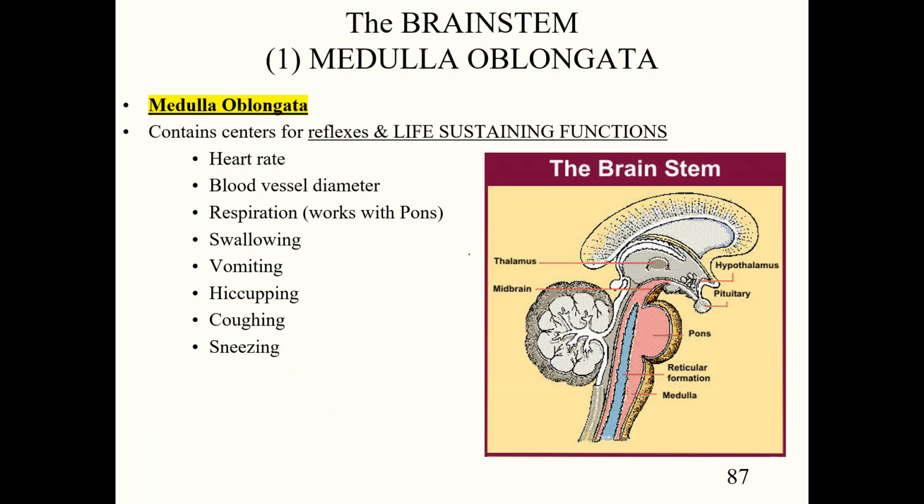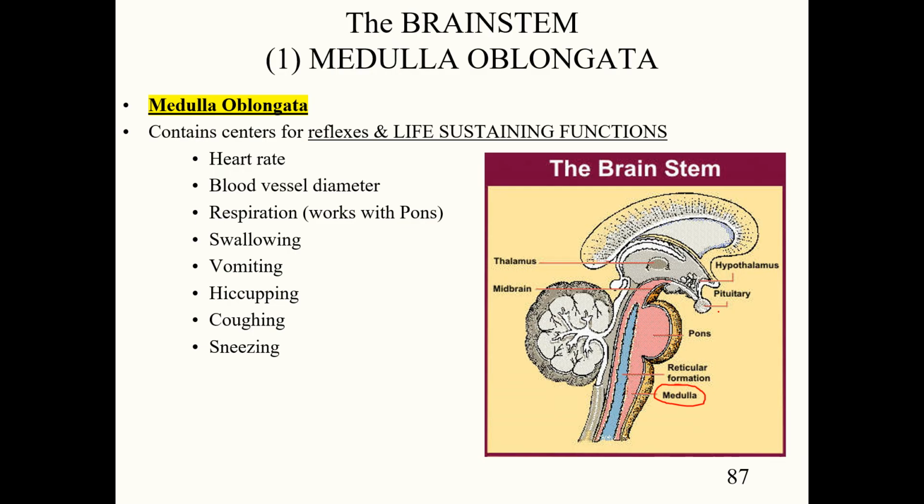The medulla oblongata is the most posterior part of the brainstem, the one at the bottom, right before the foramen magnum, right before that opening where it turns into spinal cord from that neural tube. This is where your life-sustaining functions are. You're going to be talking about this a lot in AP2: heart rate, blood vessel diameter, respiration, swallowing, vomiting, hiccuping, coughing, sneezing. A lot of these life-sustaining functions are non-voluntary.